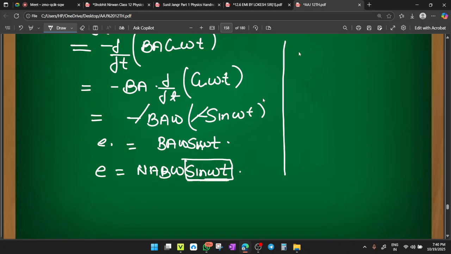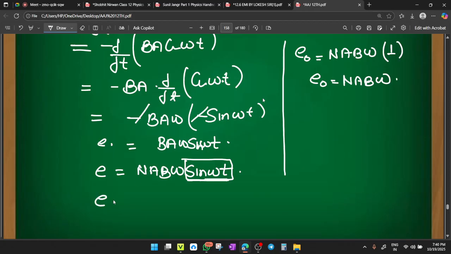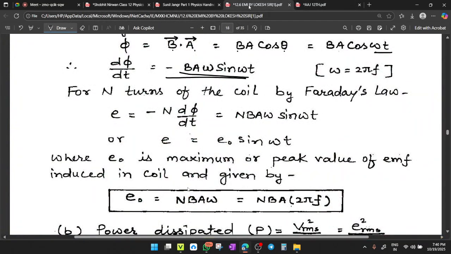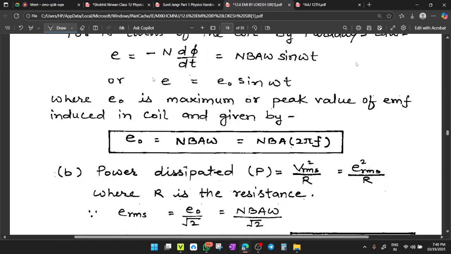So for maximum EMF, in NAB omega sine omega t, the value of sine omega t must be equal to 1. So the maximum value is equal to NAB omega. So replace here, E becomes E maximum sine omega t. This is the amount of EMF produced. That is equal to E naught sine omega t. Clear or not clear? E equals E naught sine omega t, where E naught is the maximum or peak value of the EMF induced in the coil.